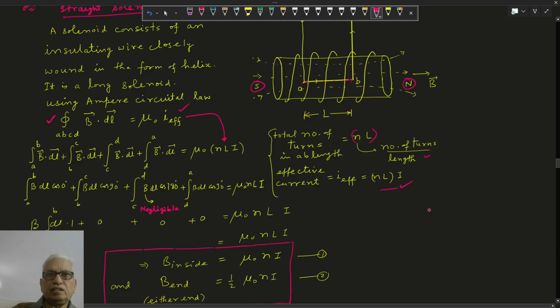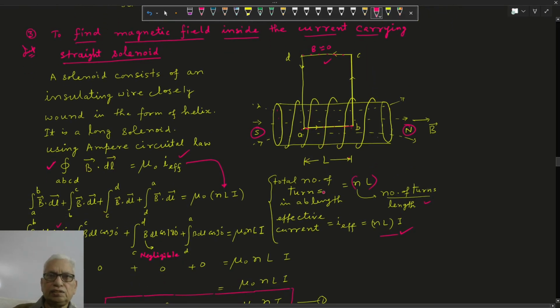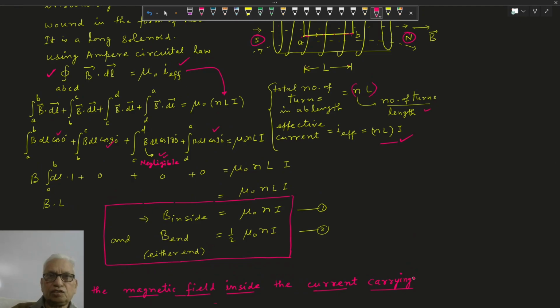Now A to B has 0 degree angle, B to C and D to A have 90 degree angle, and here the angle is 180 degree, but the magnetic field is negligible, so it is approximately 0. For the first part the angle is 0 degree; because of cos 90 the other terms are 0, and the magnetic field is negligible there, so 0. Only the first part is there; the second, third and fourth parts become 0. We will write B into L equals, all the others being 0, mu naught NLI. L cancels here, so it will be B inside equals mu naught NI.